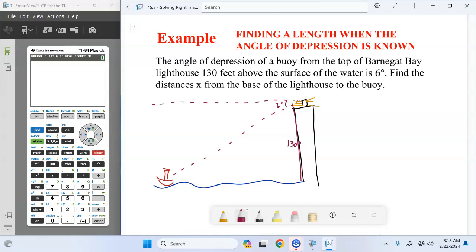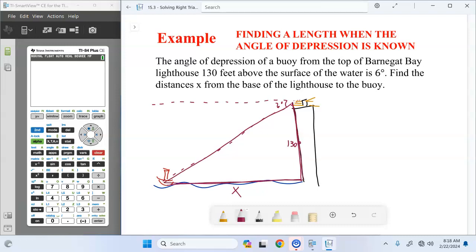We want to find how far the buoy is from the base of the lighthouse. So this distance here, how far is the buoy from the base of the lighthouse? Okay. So we have that angle of depression, right? But it's not really inside this triangle that we see here. But it doesn't really have to be.